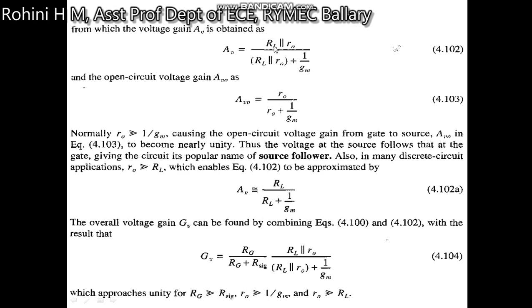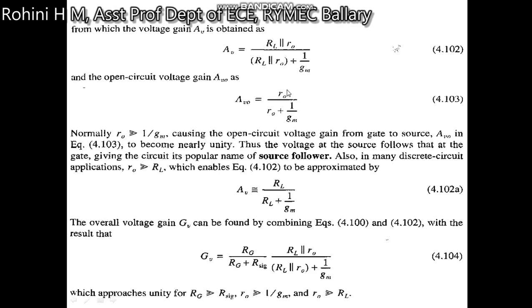Neglecting the load resistance is nothing but RL equal to infinity. If we substitute here in this expression, when we are finding the parallel combination, 1 over infinity is 0. So RL can be neglected here. So this is the open circuit voltage gain: Avo is equal to Ro divided by Ro plus 1 over Gm.